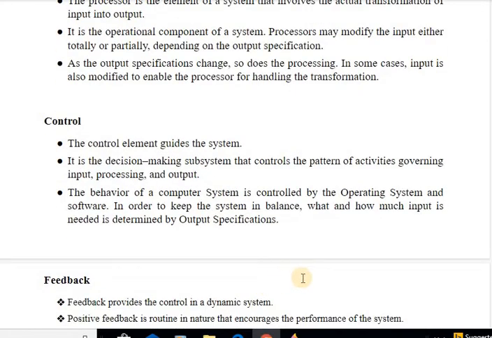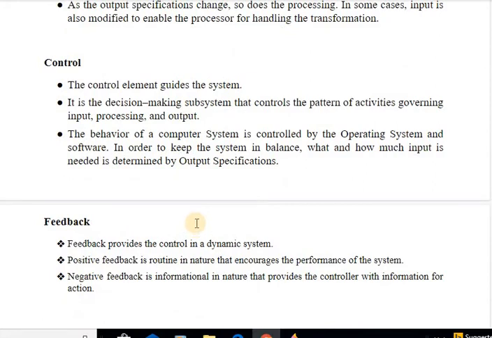And control, obviously in any system, control unit is very much important, and this is the element which guides your whole system. It is the decision making subsystem that controls the patterns of activity that are going inside your system in terms of input, process and output. And it also specifies how the computer system is behaving.